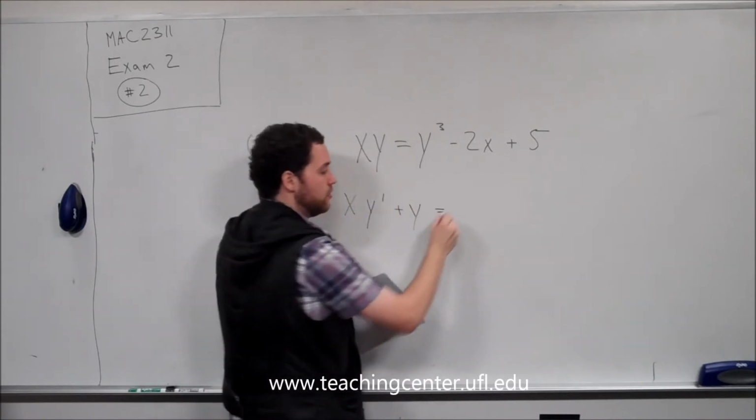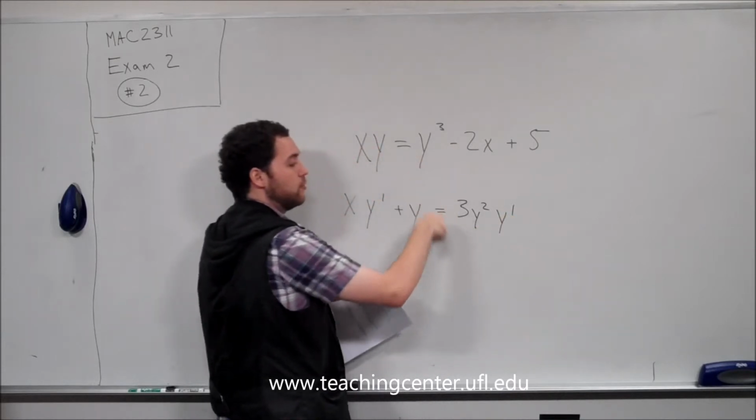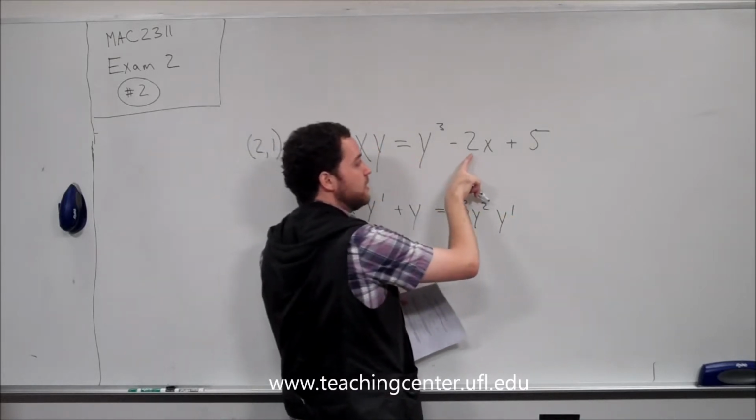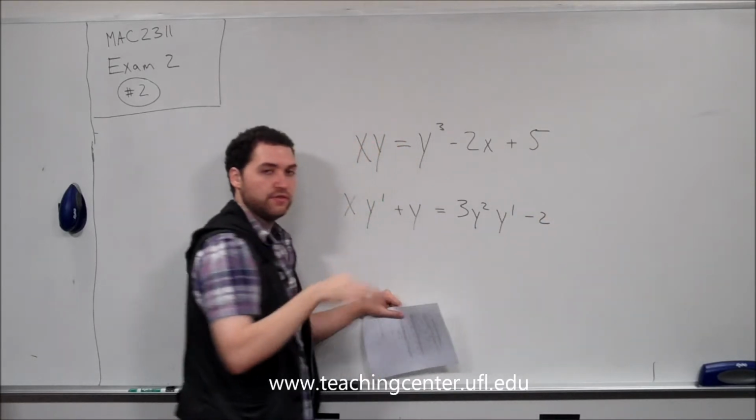The derivative of y cubed is going to be 3y squared times y prime, just a normal power rule, and you tack on the y prime. And then finally, the derivative of 2x is just going to give you a minus 2, and the derivative of 5 will give you a 0.